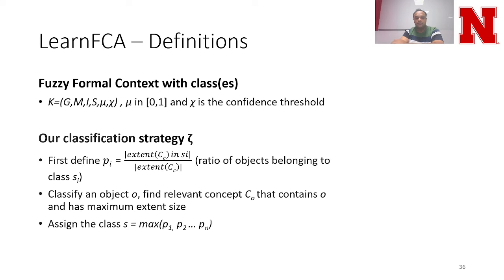So our idea was to now classify an object O. To classify a particular object O, we first go into the lattice and find a relevant concept CO that contains the object and has the maximum extent size. Then from that particular concept, we find which class that concept belongs to, which is the one with the maximum probability, and assign that class to the object O.